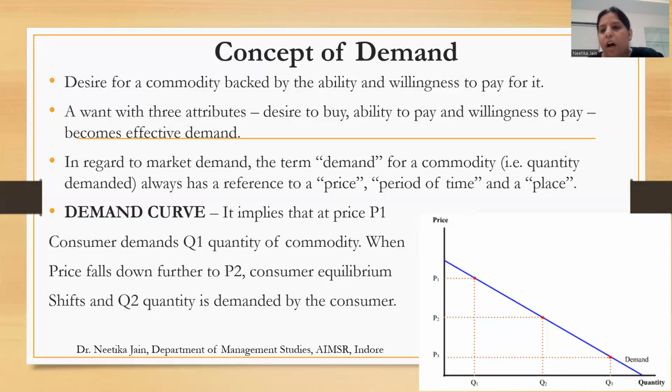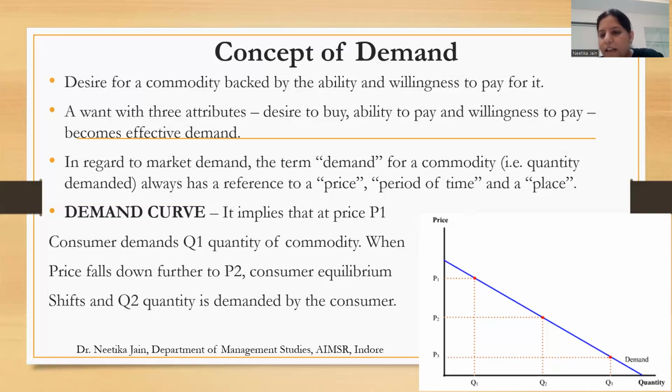We also know that demand has some relationship with price. It is said that when price is lowest, people try to demand more. So it is an inverse relationship between demand and price. The lower the price, the higher will be the demand. The higher the price, the lower will be the demand. Because of this inverse relationship, we have this demand curve which is sloping downwards.